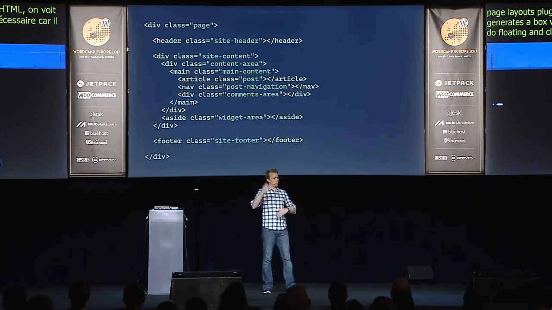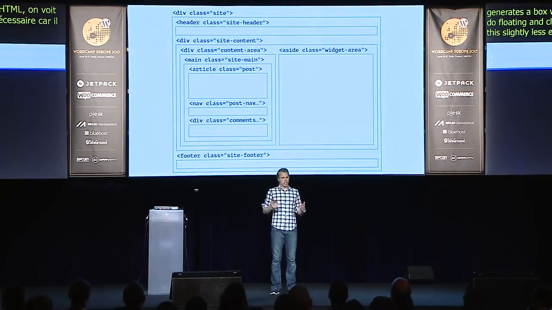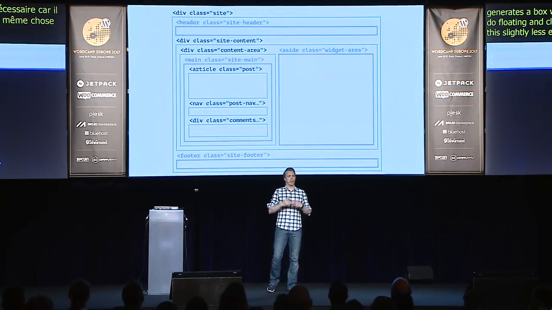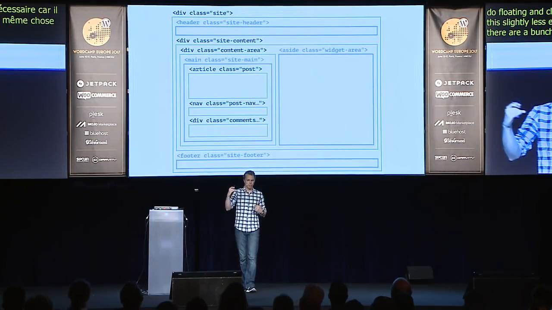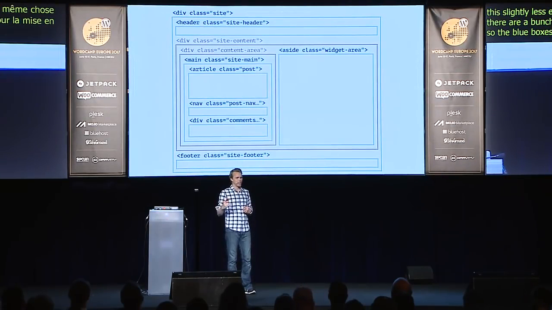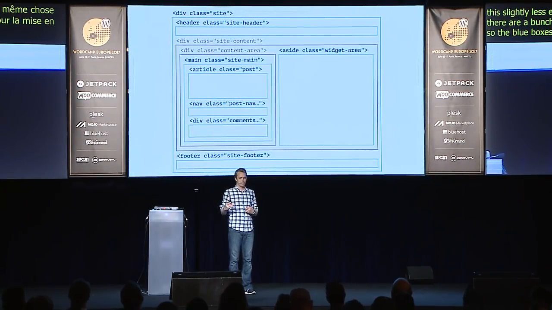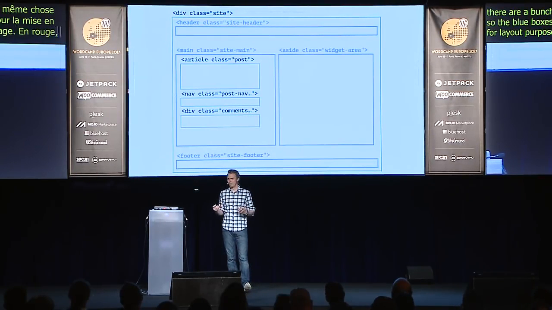When you look at the overall markup of Underscores, there's a bunch of elements that are there solely for the purpose of layout. So the blue boxes here are the header, the main, the aside, and the footer. The red boxes are there for layout purposes. So what if we could take all that extra cruft away, have just the semantic markup, and nothing else. And then solve the layout problems in CSS in a clean and simple way.